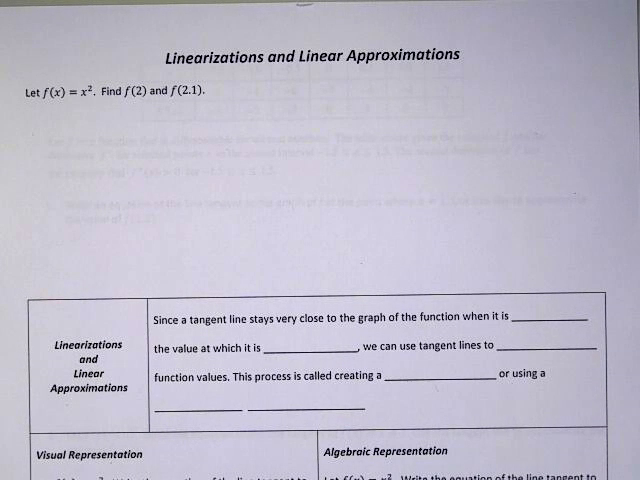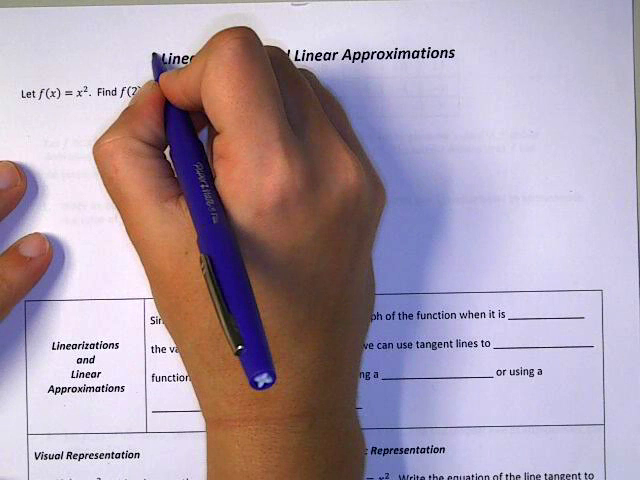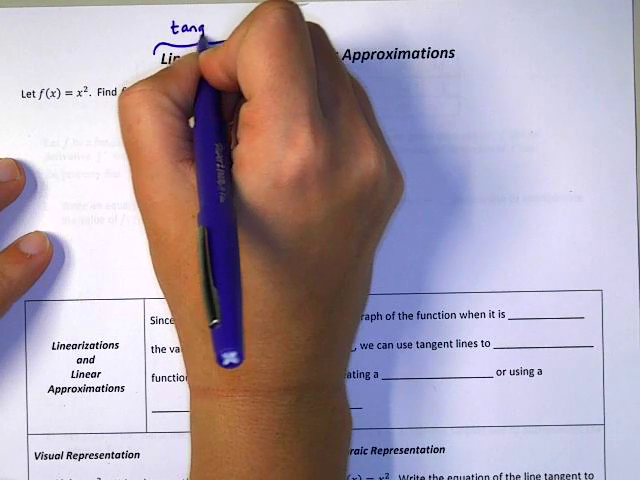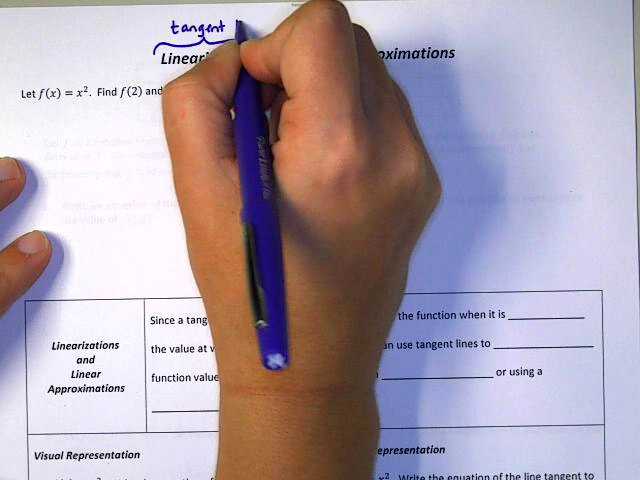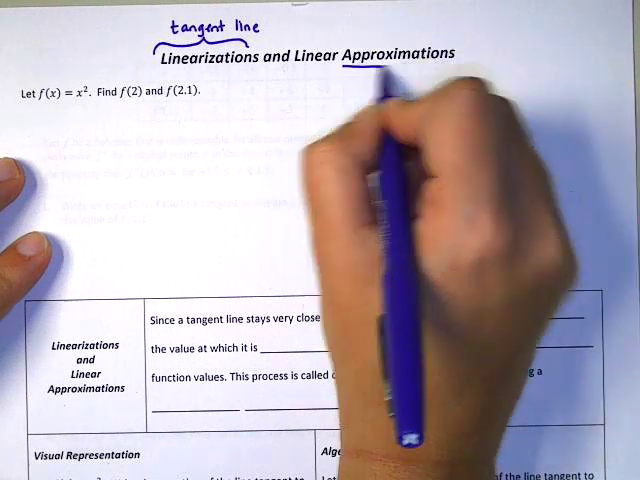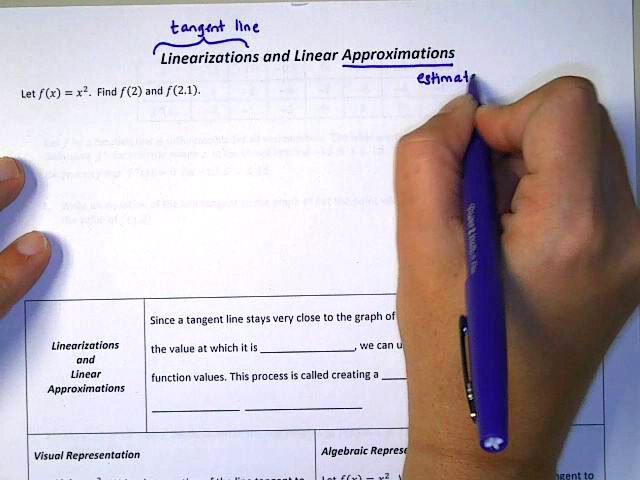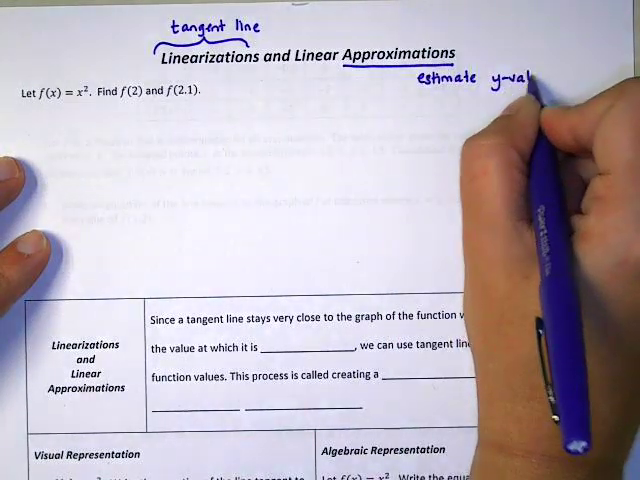So in today's video we're going to be talking about another application of derivatives, which is that we can use a linear approximation, which is really another name for a tangent line. So we can use a linearization, which is a tangent line, to approximate, which means estimate, y values of a function.